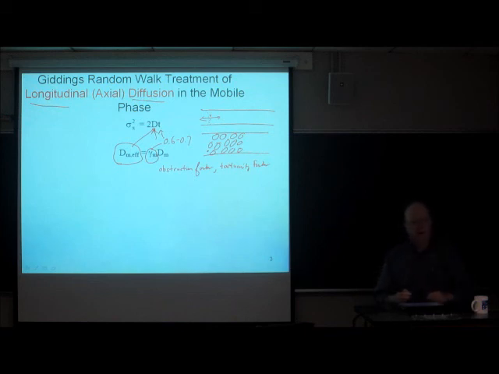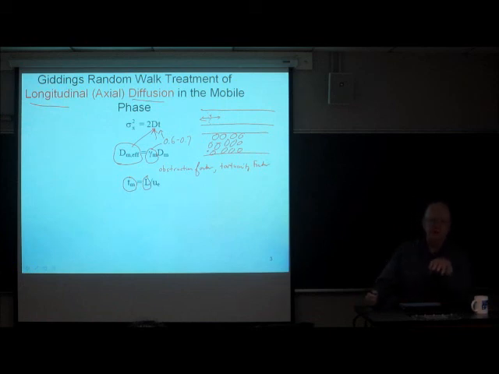The other thing we have to come up with is an estimate of t, the amount of time that the molecule's undergoing diffusion. Well, this is really easy to come up with. The time that a molecule spends in the mobile phase is equal to the length of the column divided by the average velocity that the molecule has when it's in the mobile phase. Now, this is not the same as the zone velocity.